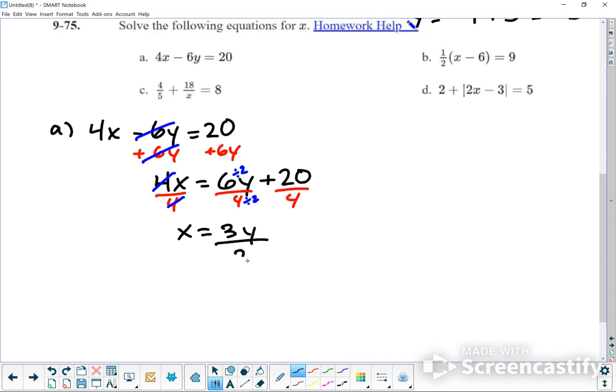4 divided by 2 is 2. So it's going to be 3 halves y. Plus, and 20 divided by 4 is going to be 5. So that's what my answer is for x. Okay, B.